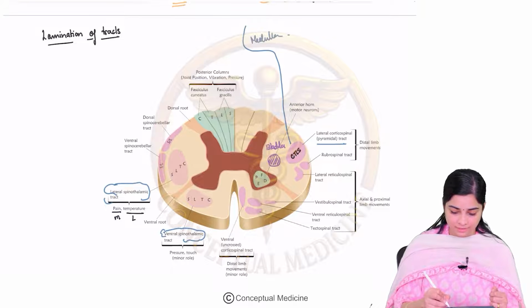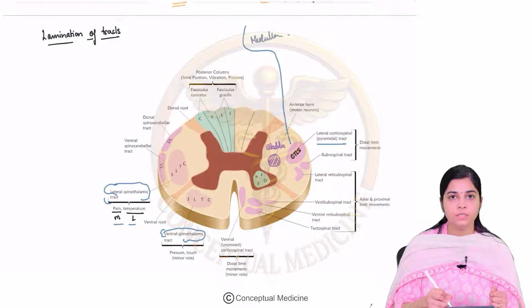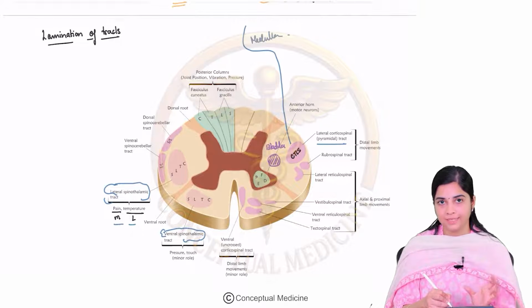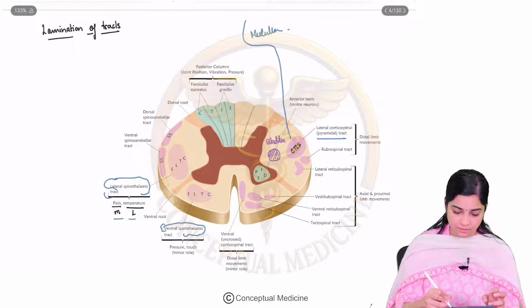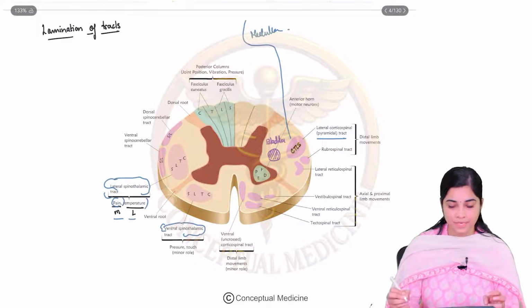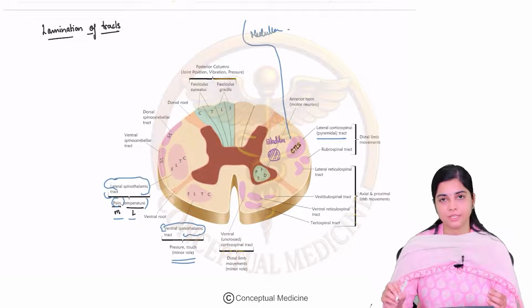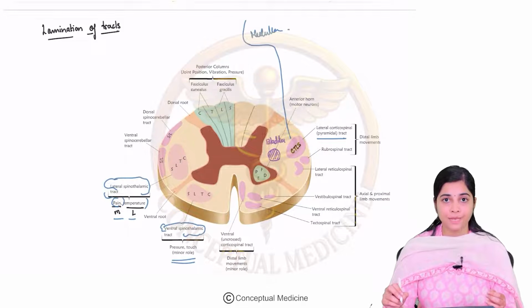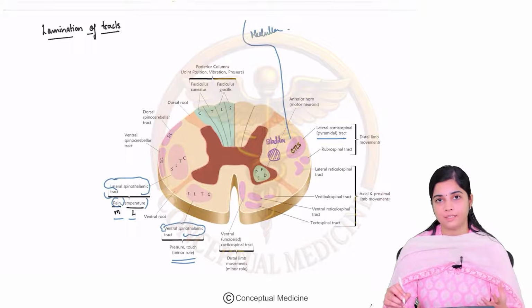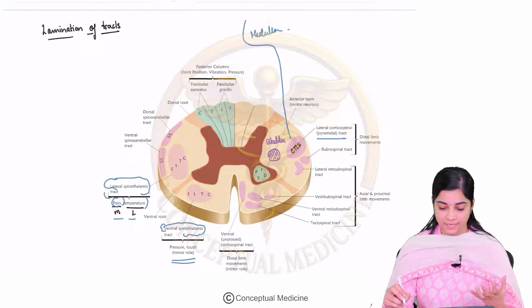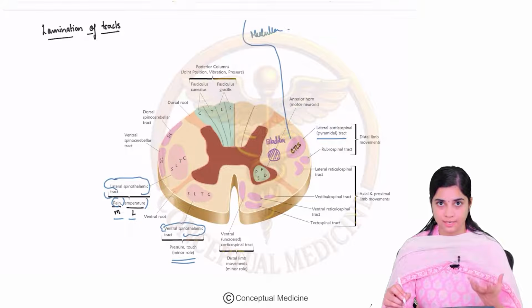Lateral spinothalamic tract is basically involved in the understanding of pain and temperature. So lateral spinothalamic tract carries pain and temperature, and anterior spinothalamic tract carries pressure and touch. Okay, so pain and temperature is carried by the lateral spinothalamic tract, and pressure and touch is carried by the anterior spinothalamic tract.